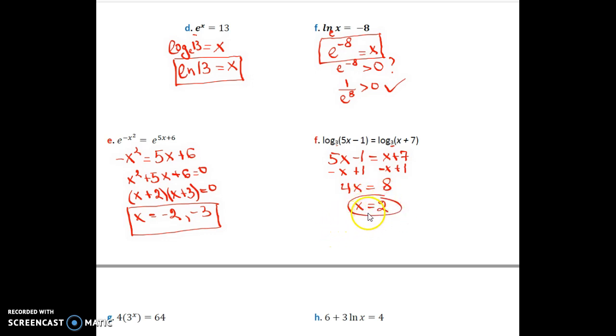Now we're not done. Yes, we did find a value for x, but no, we do not know for a fact that this is a good value. We have to be able to input it in each of the arguments and get a positive answer. For here, it might be easier to just substitute in. 2 times 5 is 10 minus 1. Yes, that is good for this logarithm because it is equal to 9. 2 plus 7 is also equal to 9 here. That works. Both of them are positive. This is a good, valid answer.